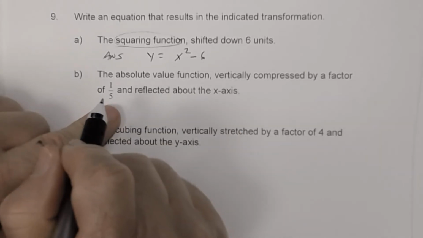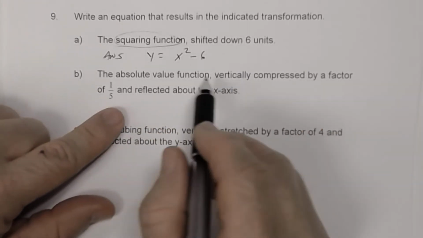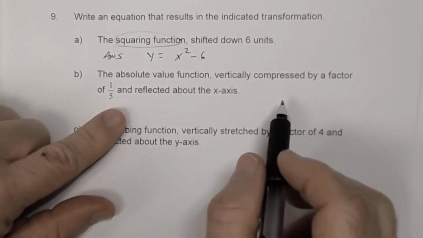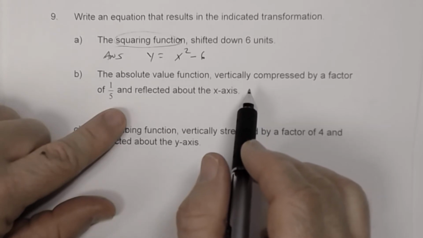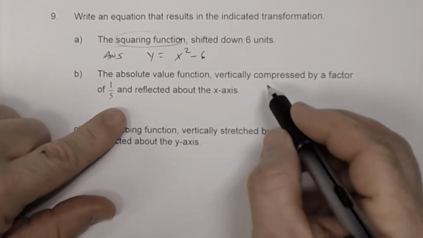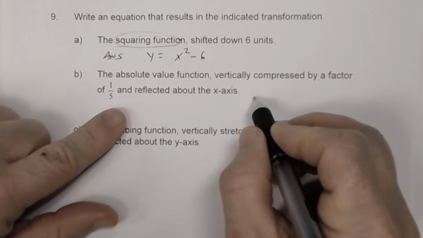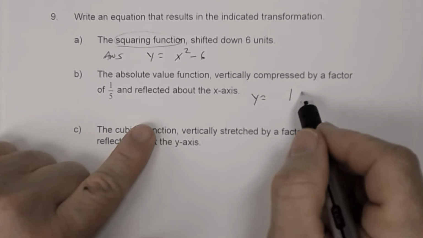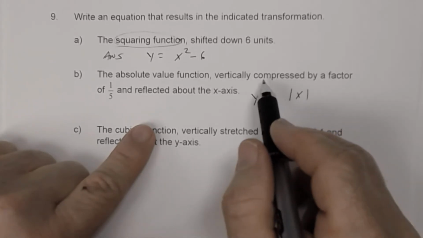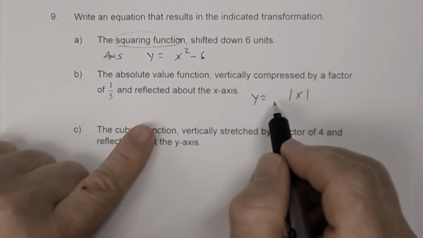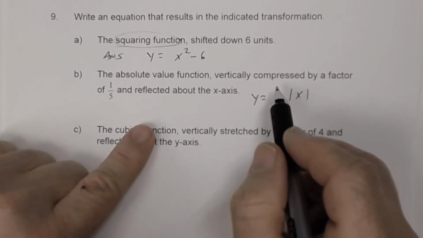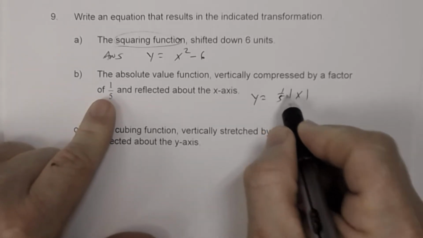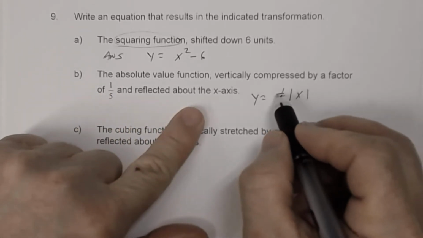Do you know what the absolute value function is? All right, so let's talk about that. So you have the absolute value function, and you're vertically compressing it by a factor of 1/5. Okay, and then you're reflecting it about the x-axis. All right, so what do you think the answer is going to be? So you're going to have y equals. You have the absolute value function, right? You're vertically compressing, so that's an easy one. Vertical compression, vertical stretching, that's where the factor's on the outside. So you're going to say 1/5 of that. And then you're going to reflect it about the x-axis. That's an easy one as well.